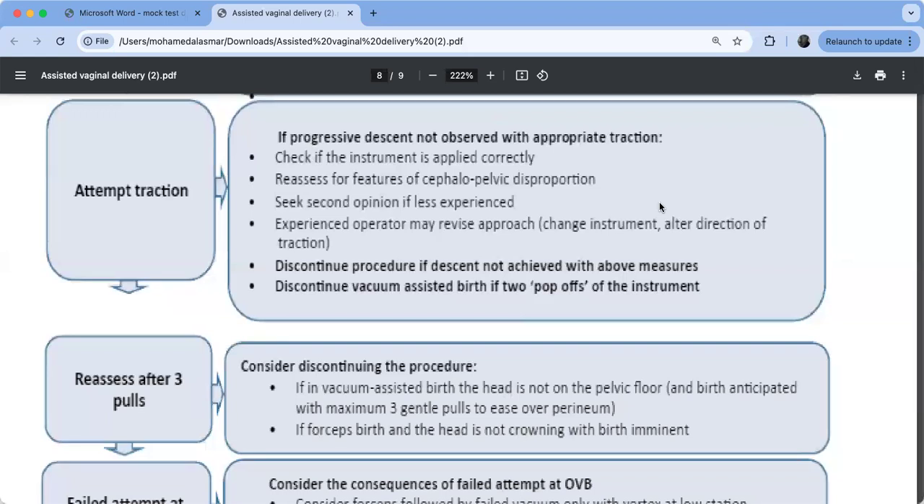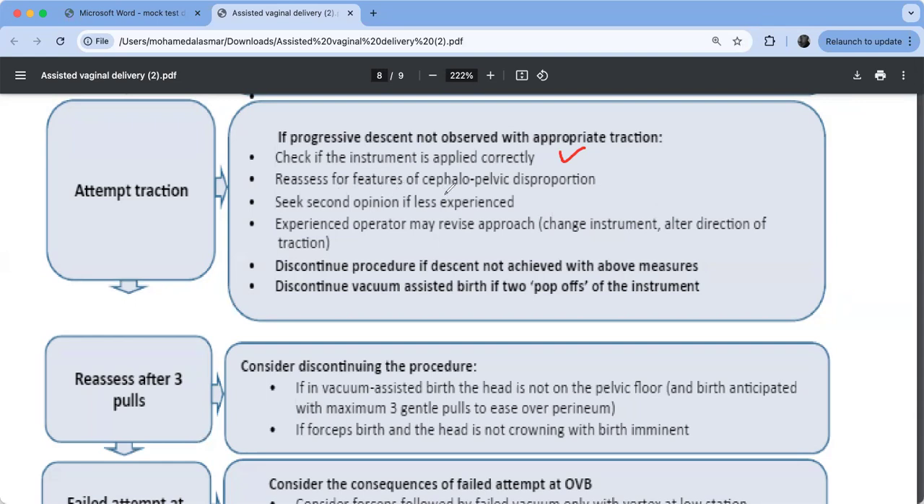If progressive descent is not observed with appropriate traction, then what will you do? First of all, check the instrument is applied correctly. This can be the answer in your MCQ question. So if he told you that the progressive descent is not observed with appropriate traction, then first of all, check. He can ask you what is the next step. Next step: check if the instrument is applied correctly. So it can be a good option if the question is asking about the next step.